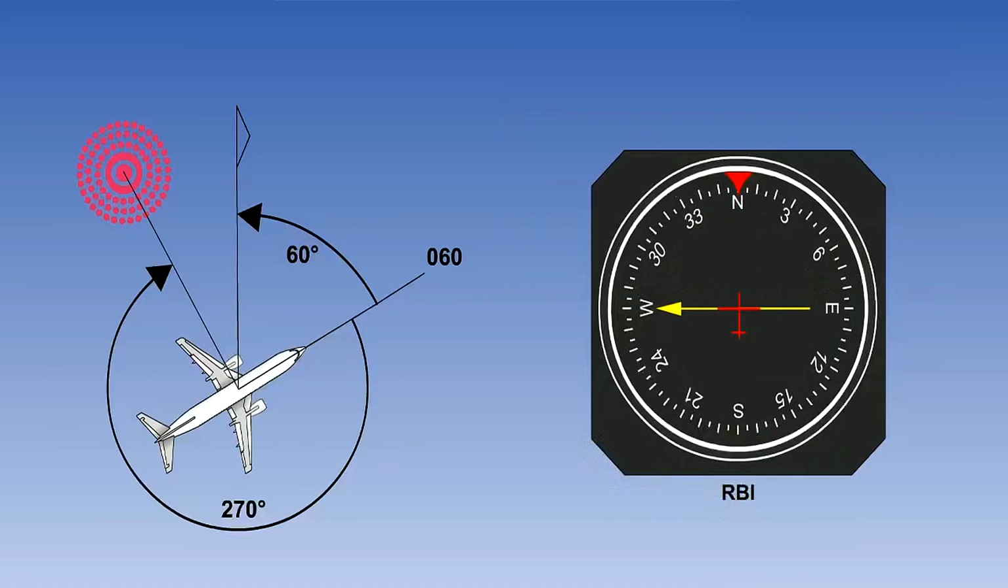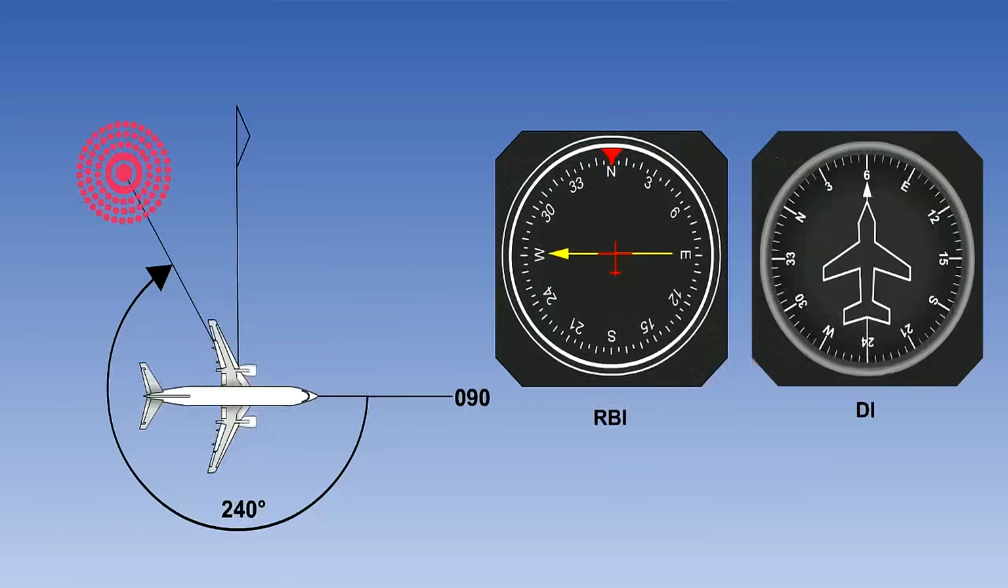The most basic instrument is the RBI, which has the points of the compass presented around the dial, with 0 or 360 degrees at the top. This is not a heading indicator, and it does not state in which direction the aircraft is flying. Simply that the aircraft nose is at 360 degrees and the NDB is in the direction of the needle.